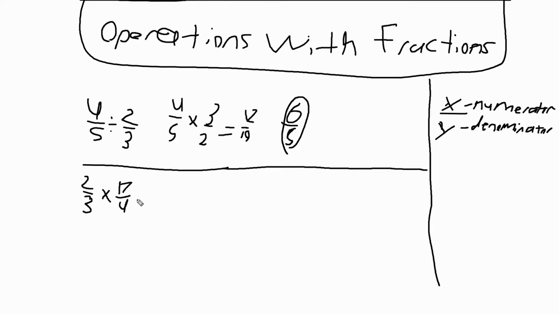And over here we have multiplication. All we have to do is 2 times 17, 34. 3 times 4, 12. Simplify it. What do you get? 17 over 6 as the answer for this bottom equation.